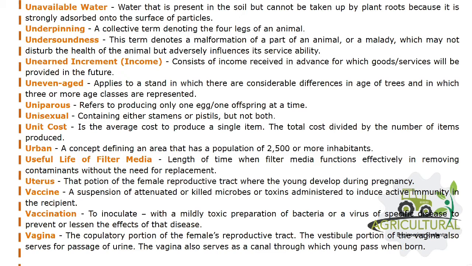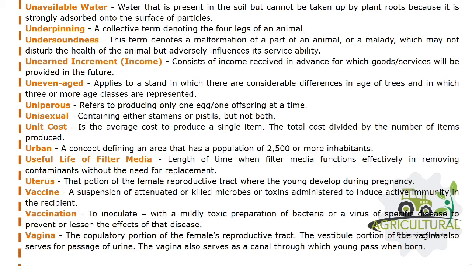Unearned increment, income, consists of income received in advance for which goods, services will be provided in the future. Uneven-aged, applies to a stand in which there are considerable differences in age of trees and in which 3 or more age classes are represented. Uniparous, refers to producing only one egg, one offspring at a time. Unisexual, containing either stamens or pistils, but not both.